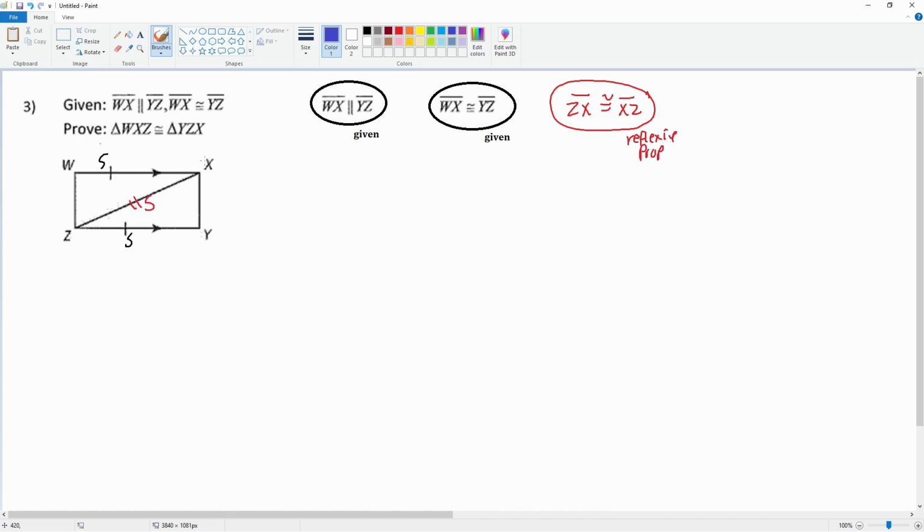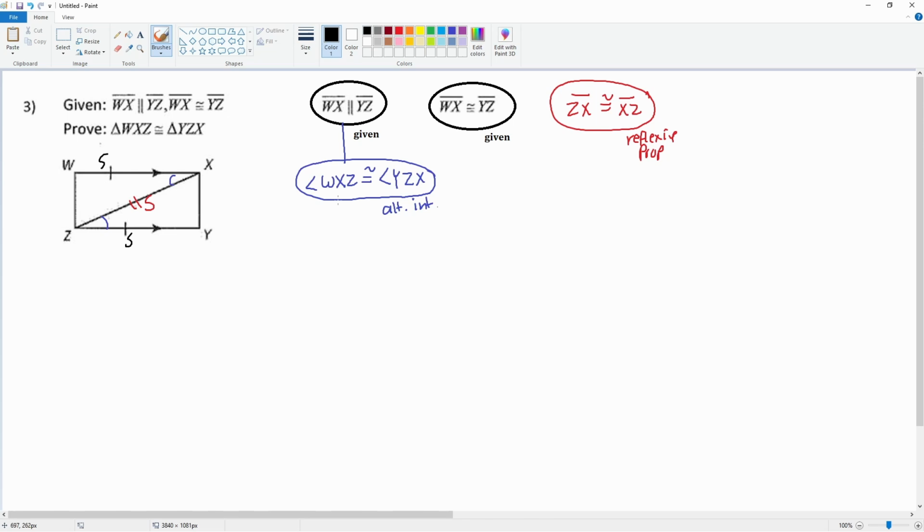I need an angle, and we can get angle WXZ is congruent to angle YZX. We can get that from parallel lines if we use the alternate interior angles are congruent.